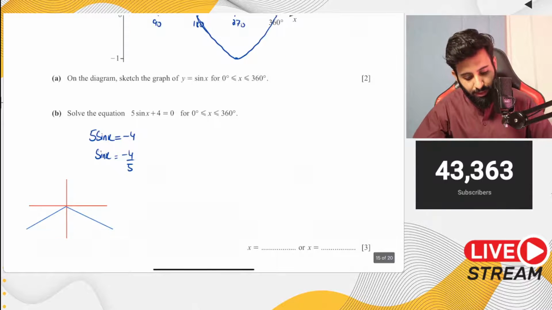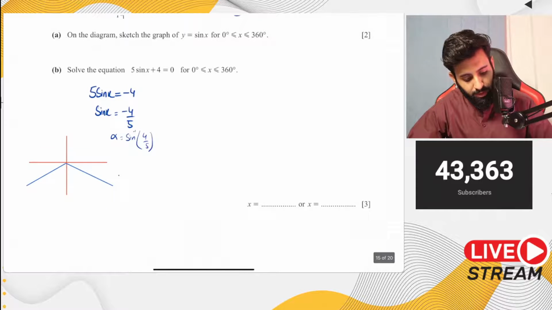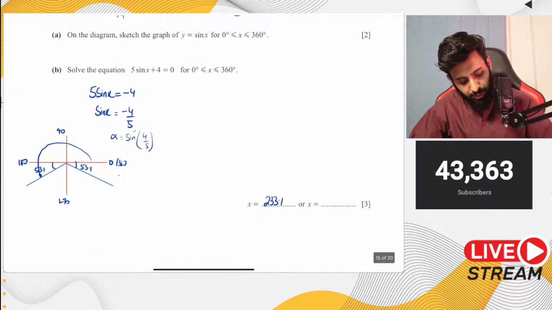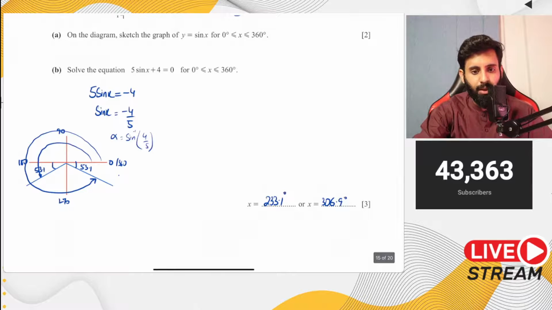So we find alpha by taking sine inverse of the positive value. So if you take sine inverse of 4 divided by 5, that's equal to 53.1. So this is 53.1 and this also is 53.1. So here's 0, here's 90, here's 180, here's 270, and here is 360. So for this, you do 180 plus 53.1, which is equal to 233.1. And for the final one, you do 360 minus 53.1, which is going to be 306.9 degrees. And there you go. That's your answer.